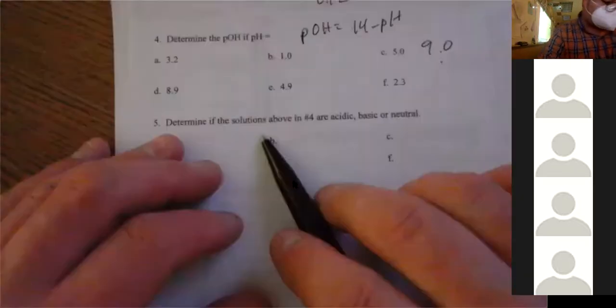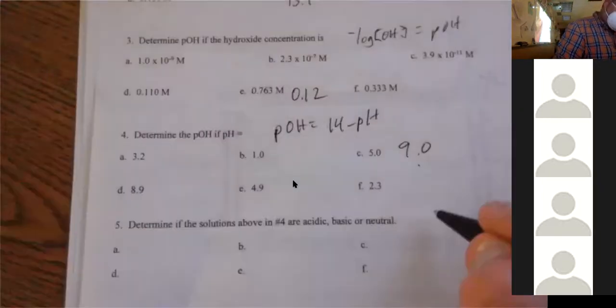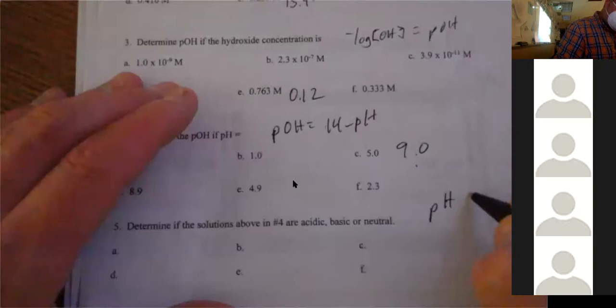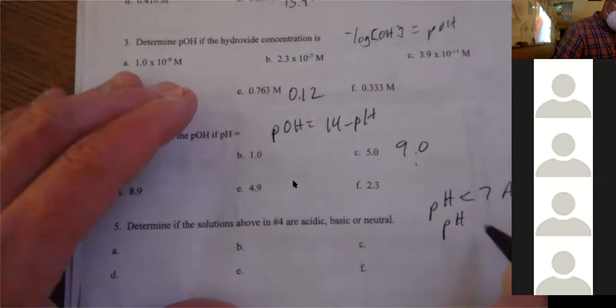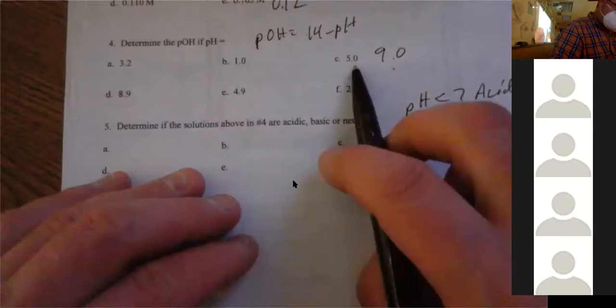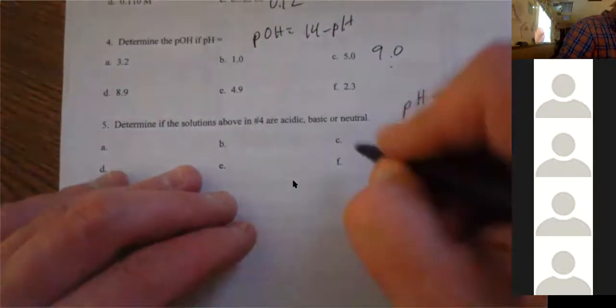Determine if the solutions above are acidic or basic or neutral. We said a pH less than 7 is acidic, pH greater than 7 is basic. So for C, we have a pOH of 5 and a pH of 9. The pH is greater than 7, so it is a base.